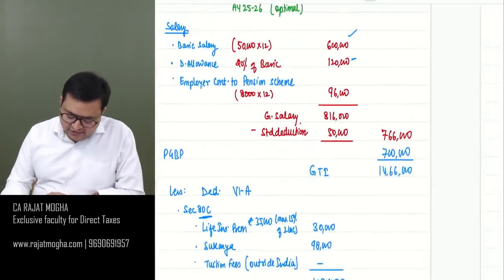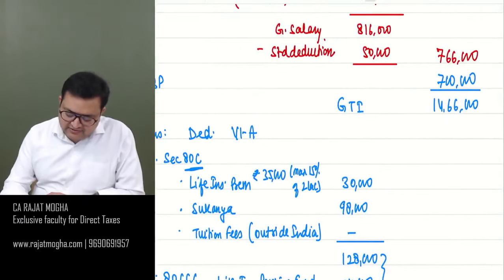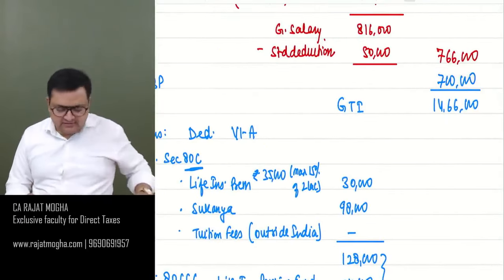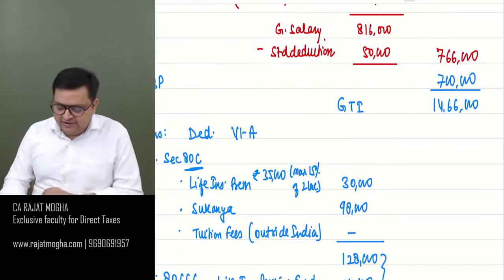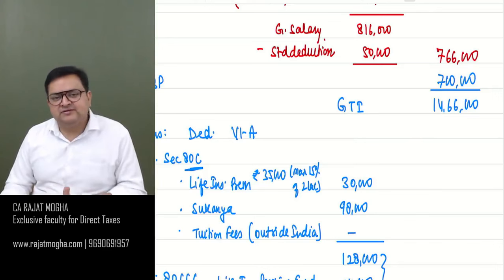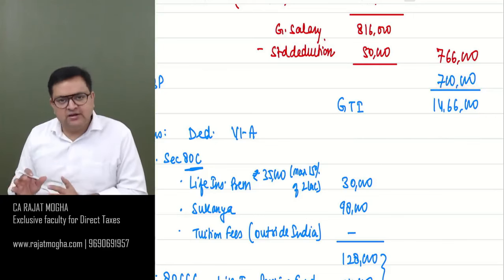And just for 10 seconds, see your GTI was 14 lakh 66,000. Just ask yourself whether it has any special income, whether it has any long-term capital gain, 111A, 112A, casual income. The answer was no. It was just salary and PGBP. So there is no problem as such. This is a normal income and we can give up till this amount of deduction.